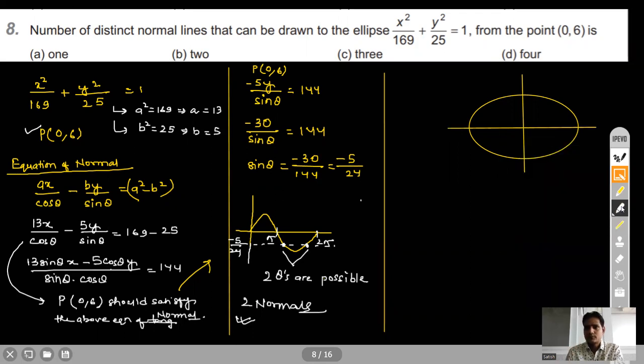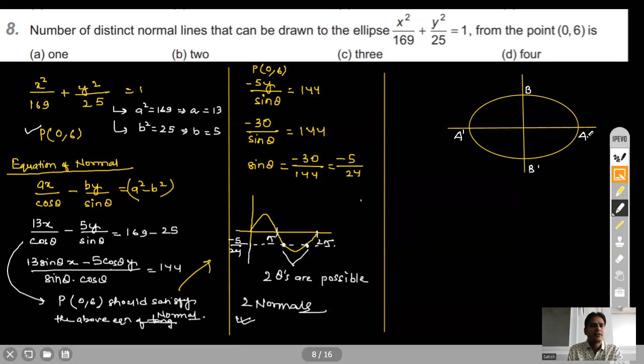Now, let me name this point, this vertex, as A. Since A is greater than B here, this is our vertex A. This is our second vertex, A dash. Now, this is our point B, okay? And this is our point B dash.